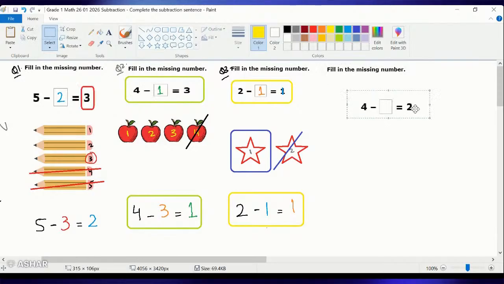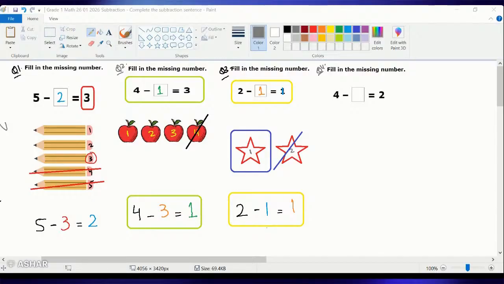4 minus something should be equals to 2. This is our question number 4. Let's pick up a shape. Let's suppose I have 4 of these.